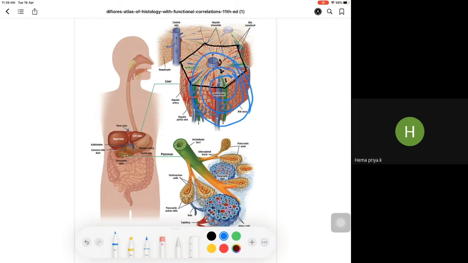Whenever there is an insult to the liver, which zone will be affected first, Hema, logically speaking? What is your understanding? Sir, zone 3 will be affected, sir. Super. Because it is having less nutrient and less oxygen, isn't it? And whenever there is an insult, zone 3 is the first area to be affected.